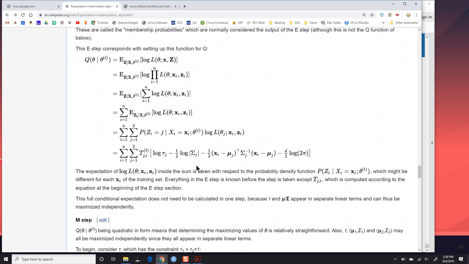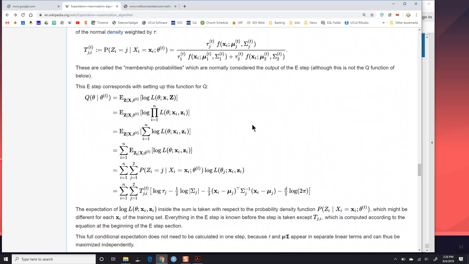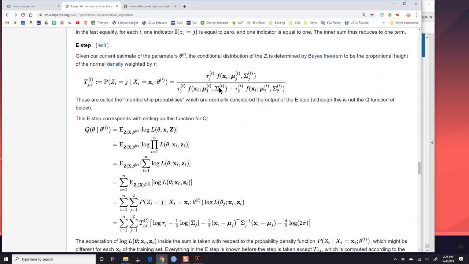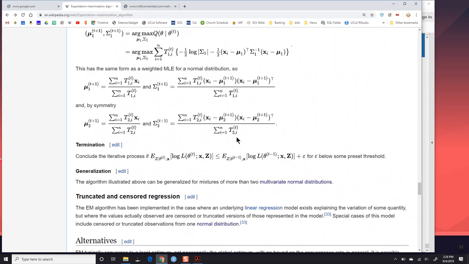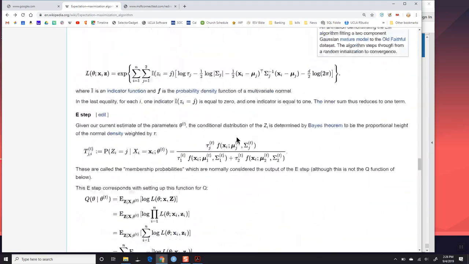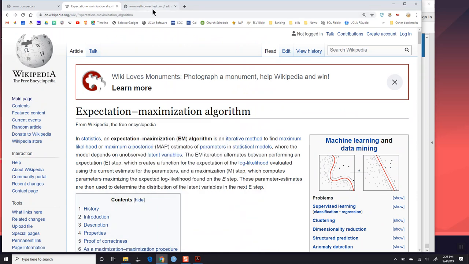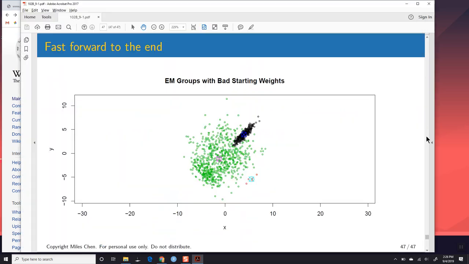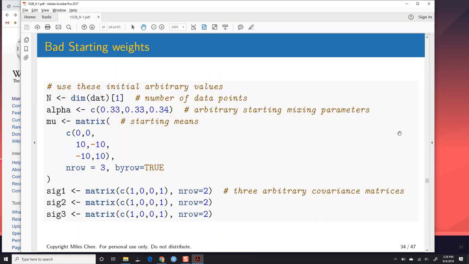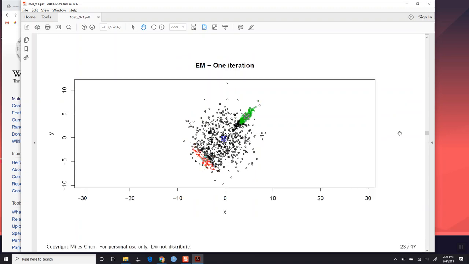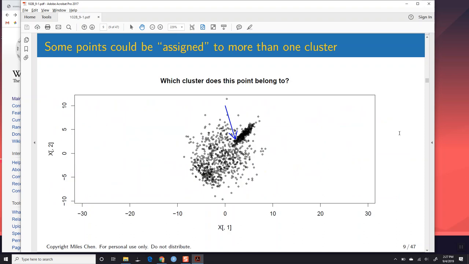Okay, this is a lot, this is the generalized form, okay? This is for the normal density. Yeah, Wikipedia makes it a little bit harder sometimes. I love Wikipedia, but in this case, maybe they overemphasize the mathematical notation. And I think just having a conceptual understanding of how these probabilistic assignments go will be easier.